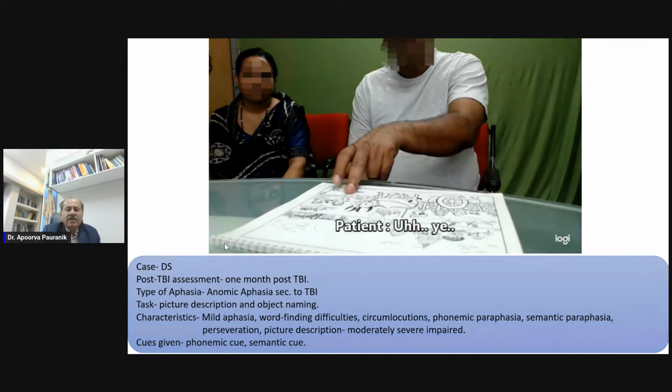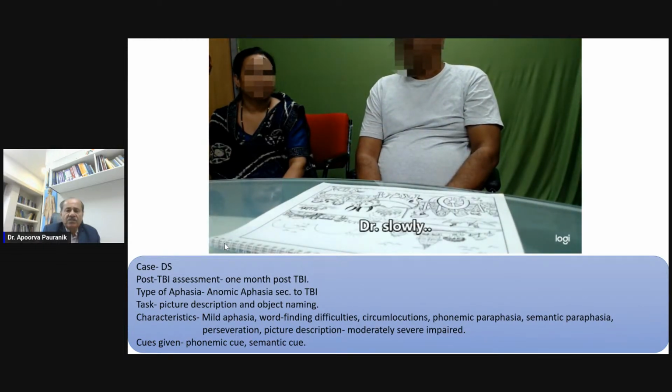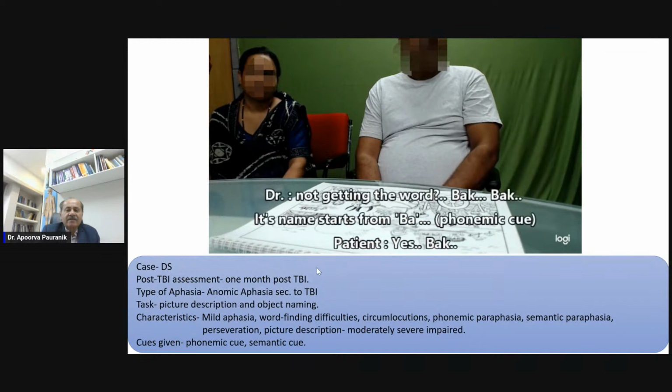Assessment of aphasia is very time consuming, very laborious. It requires a lot of patience on the part of the doctor and on the part of the patient also, and caregivers also.